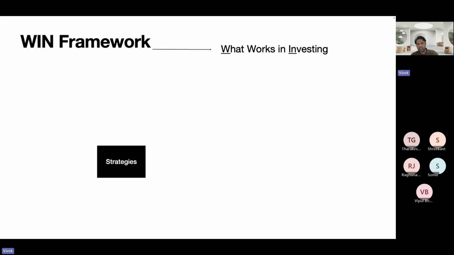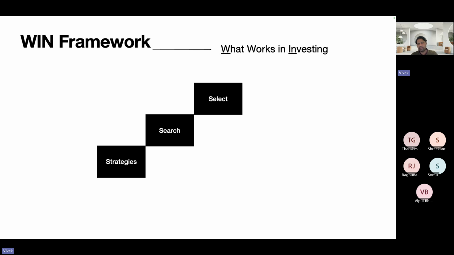So this WIN framework is basically about understanding those strategies, then doing a search for any mutual funds which meet these strategies. And once your search is done, you use some simple selection criteria to select the mutual funds and then go ahead and invest in them.